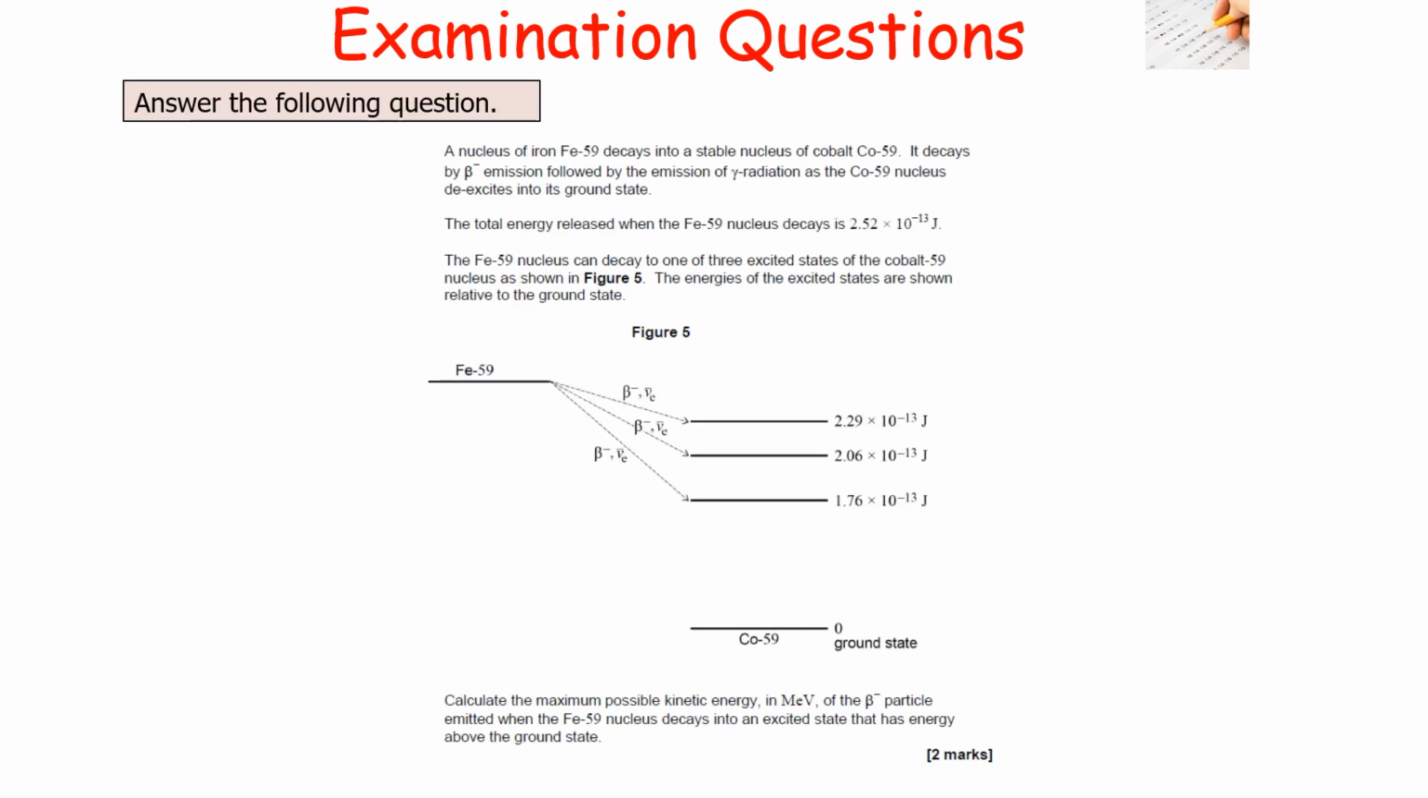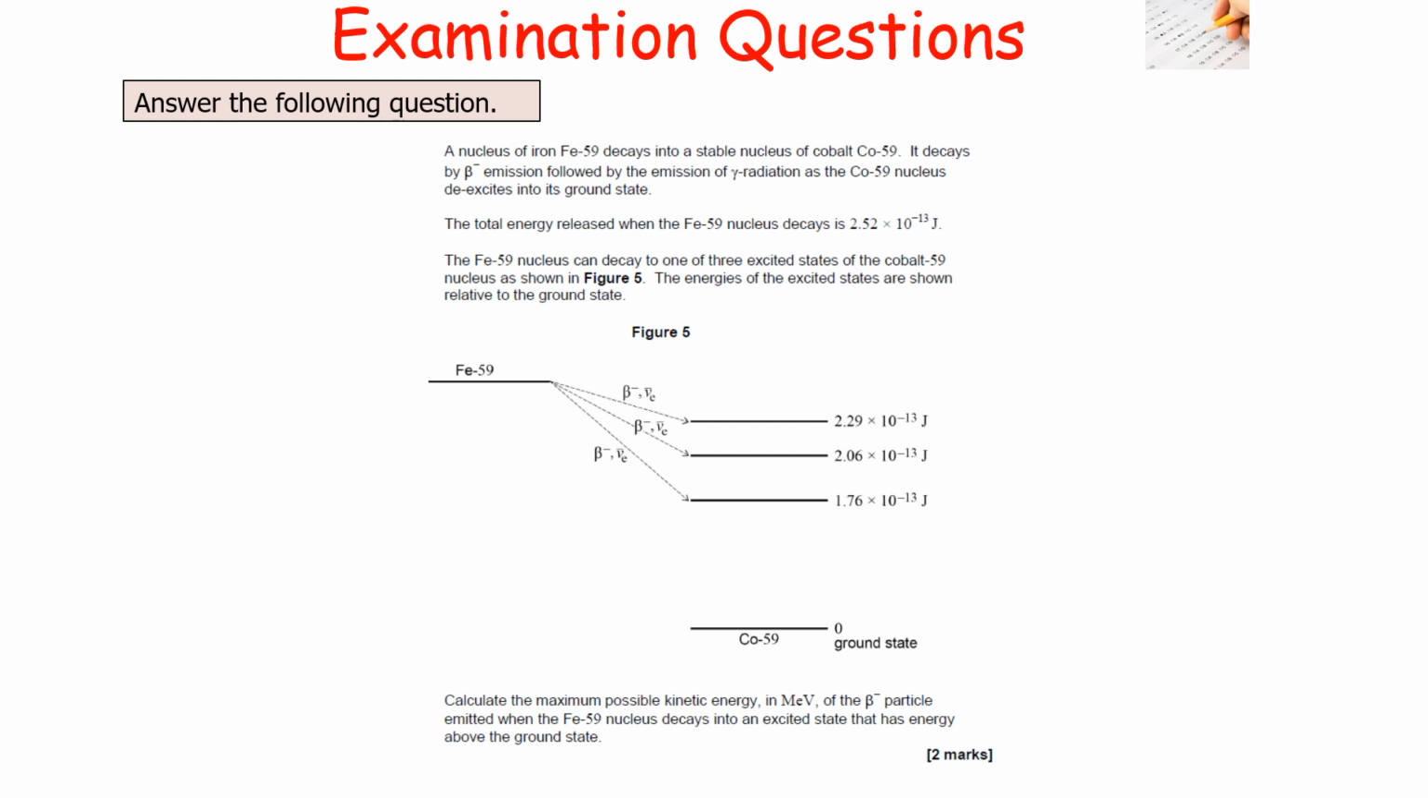The next question says, a nucleus of iron-59 decays into a stable nucleus of cobalt-59. It decays by beta minus emission, followed by the emission of gamma radiation as the cobalt-59 nucleus de-excites into its ground state. The total energy released when the iron-59 nucleus decays is 2.52 times 10 to the minus 13 joules. The iron nucleus can decay to one of three excited states of the cobalt-59 nucleus, as shown in figure 5. The energy of the excited states are shown relative to the ground state.